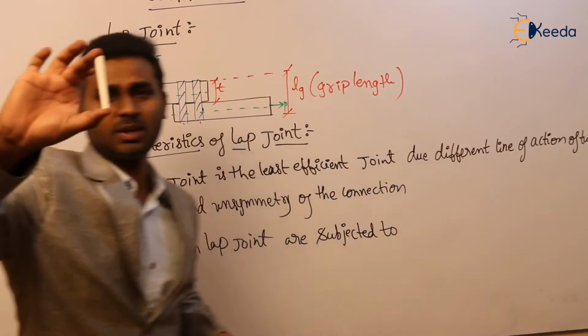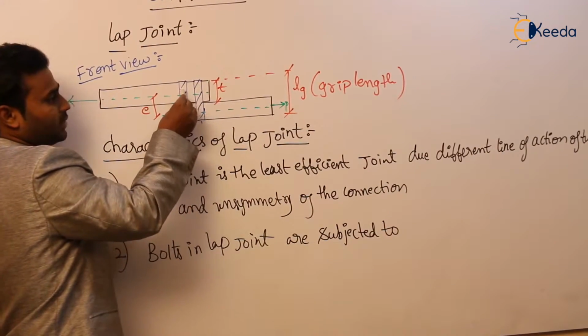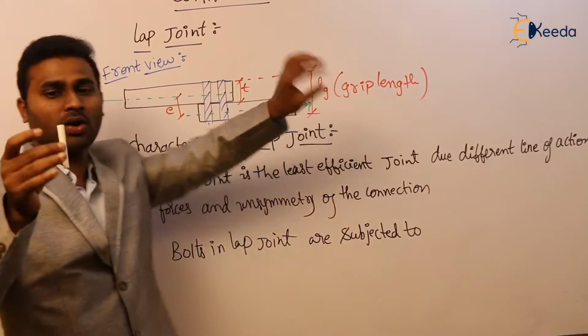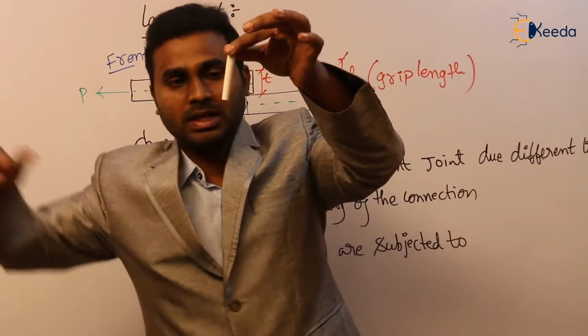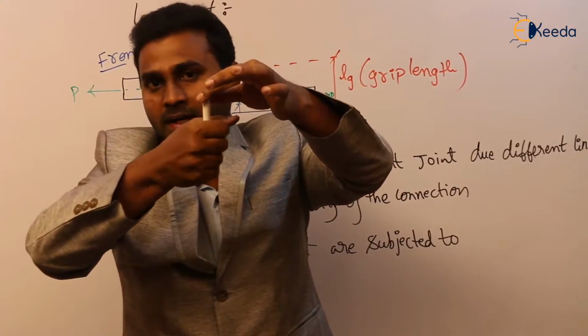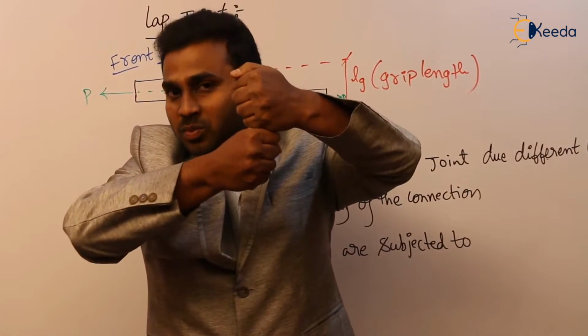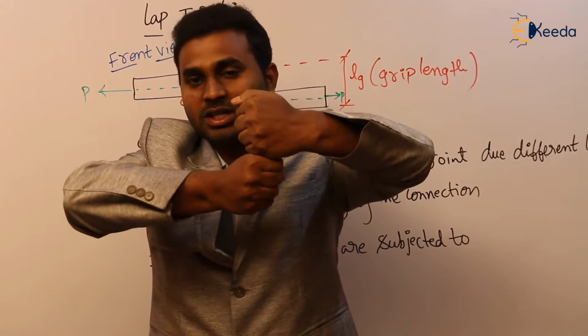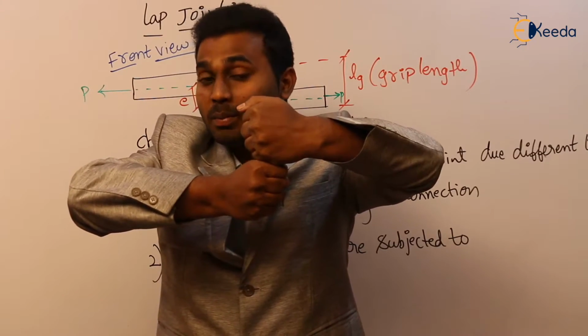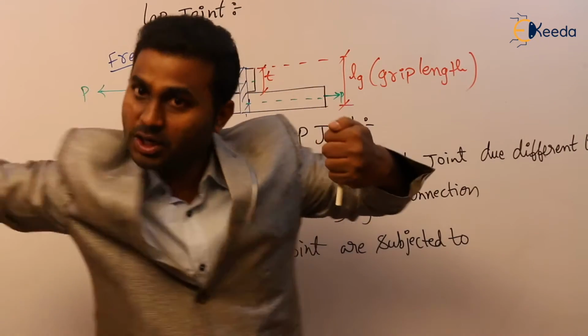Okay, so assume that this is a bolt, like this. Some part of this bolt is in one plate, the bottom plate, and some part of the bolt is in the top plate. Now assume that this bolted connection is not there. What happened? Because of the force P, this member tried to move away.